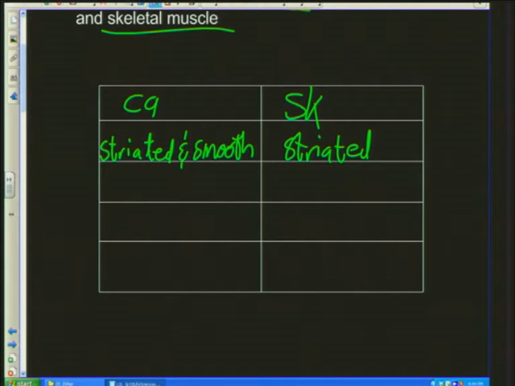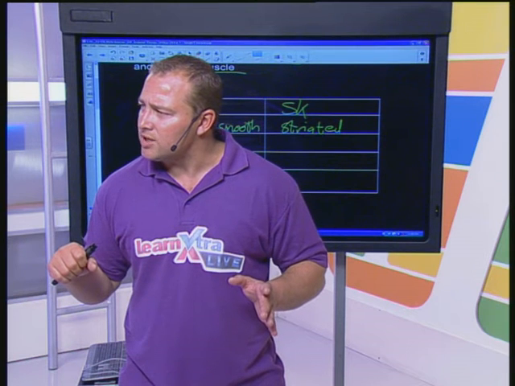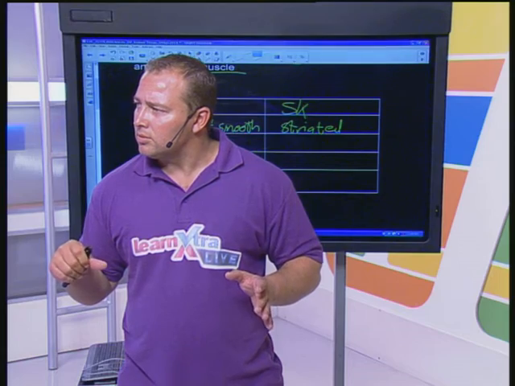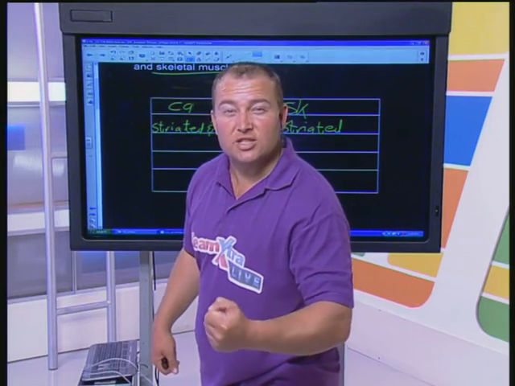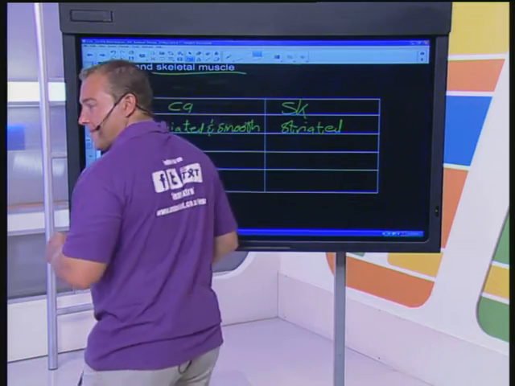Am I right, Looney? Why is the one striated and the other one striated and smooth? See how much attention she pays when I'm trying to explain things. No, you must understand. Okay, smooth because it needs to be involuntary, striated because it needs to be strong. Cool. That's the first one.